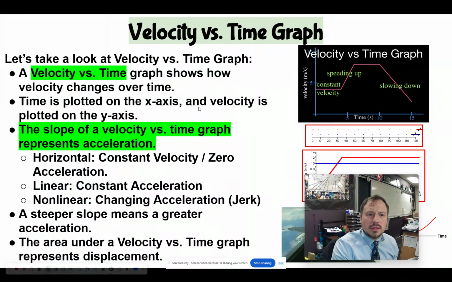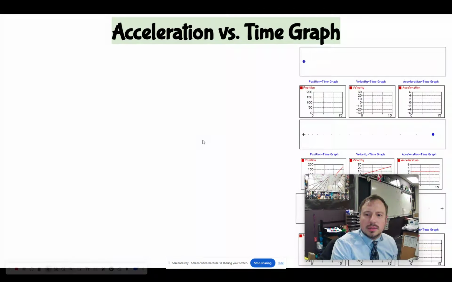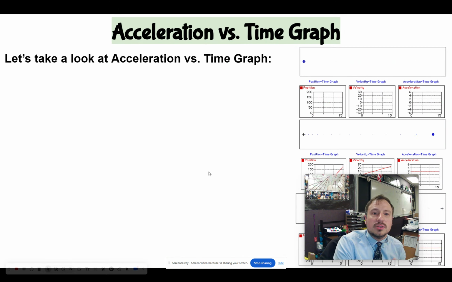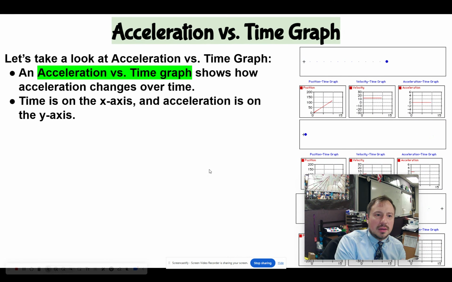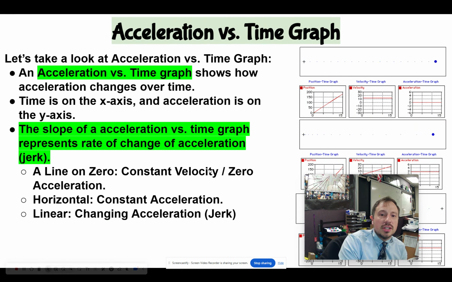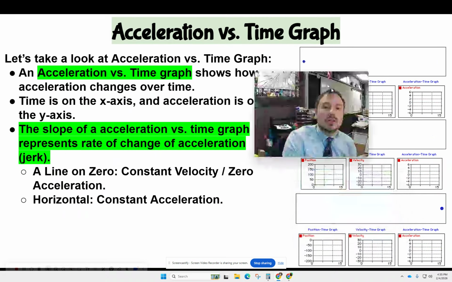Now the last graph is the acceleration versus time graph. This puts it all together.